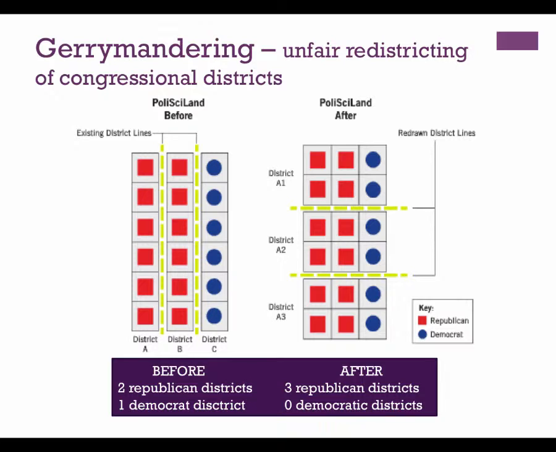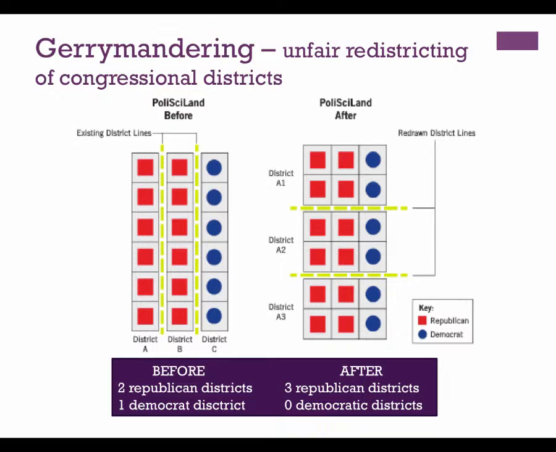So every 10 years, the United States conducts a census. And based on the results of this census, the states with more people are assigned a greater share of the House of Representatives, right? If your population grows, you get more representation in the House. So if a state gains or loses representatives after the census is taken, then the state has to redesign the boundaries of its congressional districts, if it loses a person from the House or gains one.